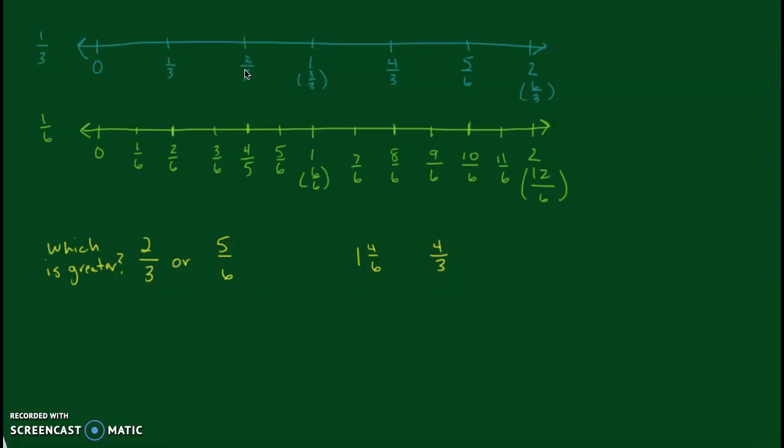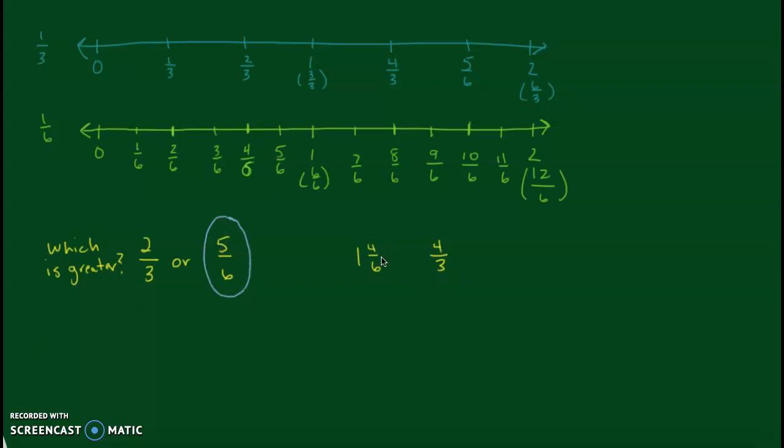So here we've got 2/3, and if we follow 2/3 down, you can see 2/3 is the same as 4/6. 5/6 is bigger than 4/6. So if 2/3 and 4/6 are the same amount, that means 5/6 is going to be the greatest one.